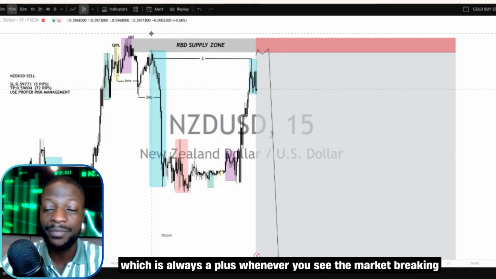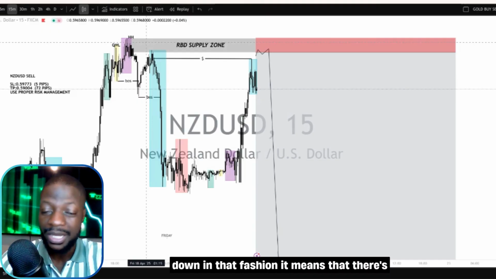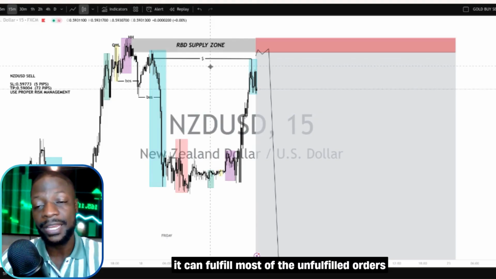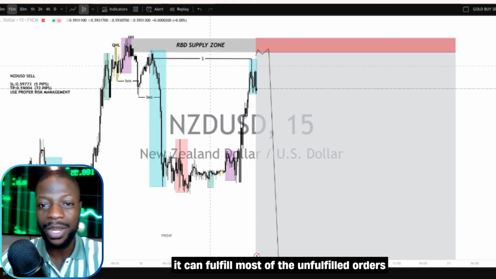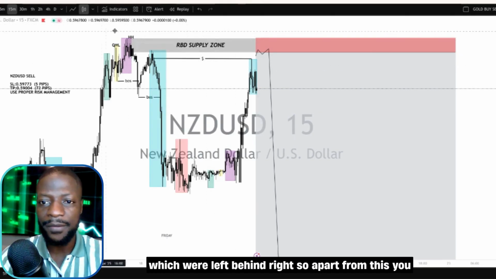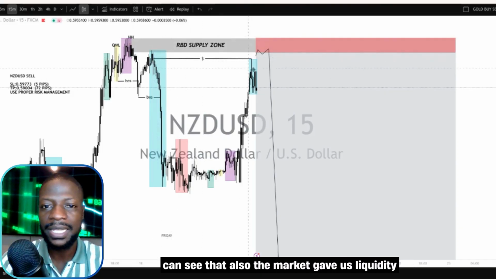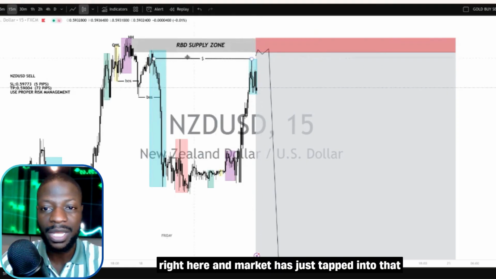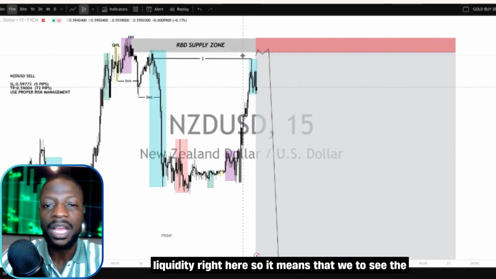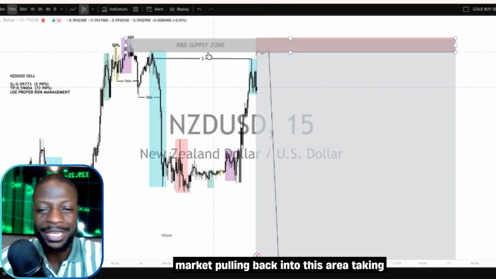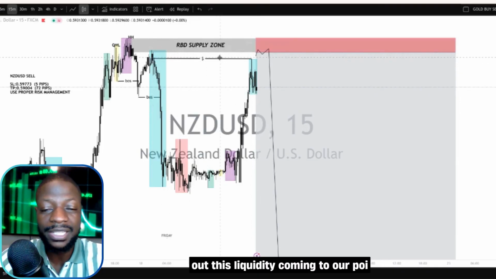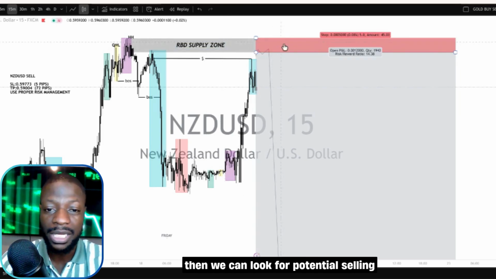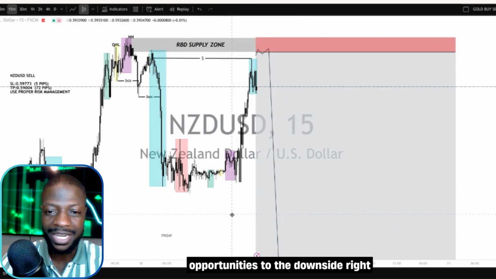Whenever you see the market breaking down in that fashion, it means there's a very high chance the market is going to pull back to that level so that it can fulfill most of the unfulfilled orders which were left behind, right? Apart from this, you can see the market gave us liquidity right here, and the market has just tapped into that liquidity. So we need to see the market pulling back into this area, taking out this liquidity, coming to our POI, then we can look for potential selling opportunities to the downside, right?